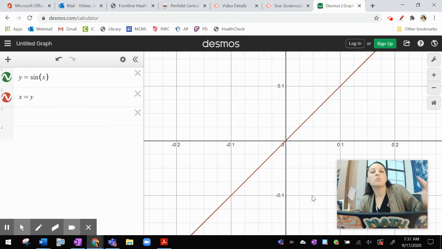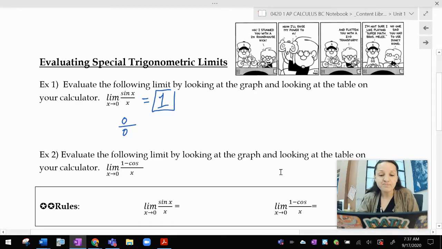So long story short, sine x over x as you approach 0, not other things, goes to 1 because near 0, sine of x and y equals x look a lot alike.